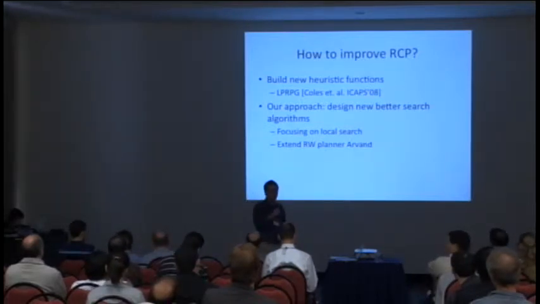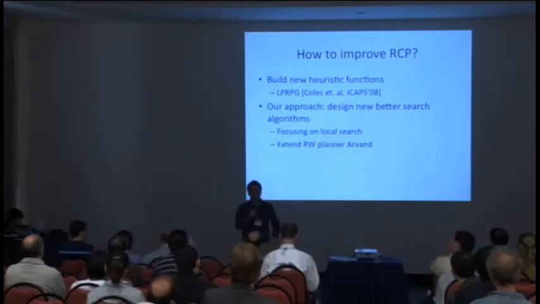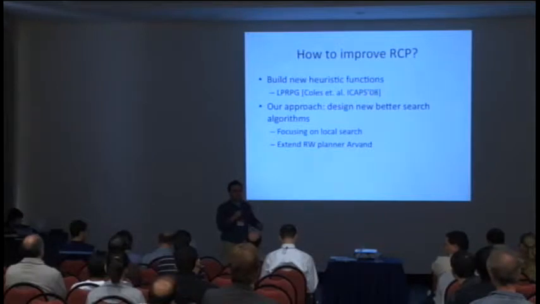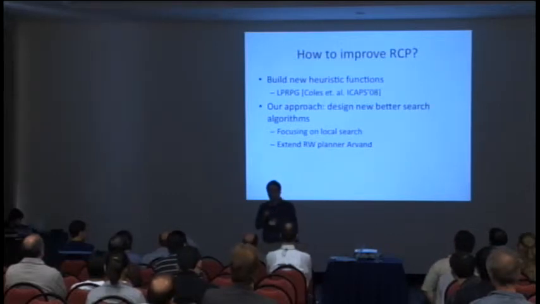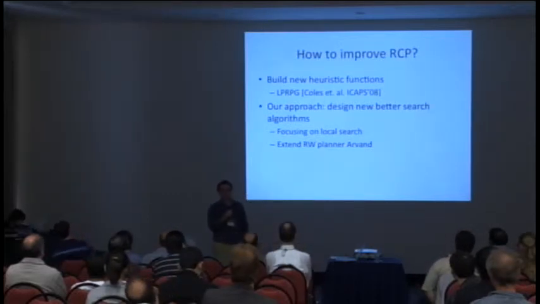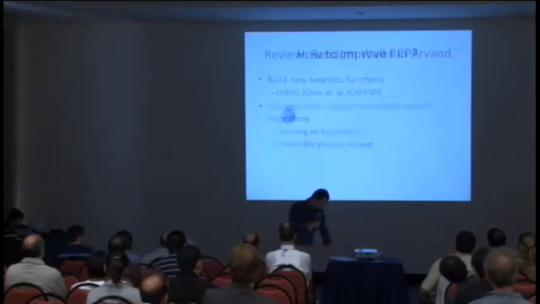But here our approach is totally different. We are focusing on the search algorithm. We try to come up with more explorative search algorithms. And the approach is to try to improve this random walk planner, R1, to address resource constraint planning.